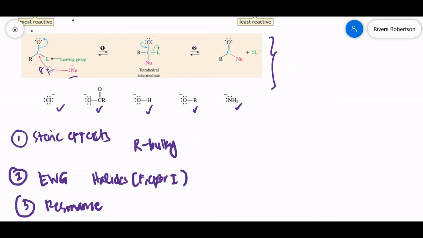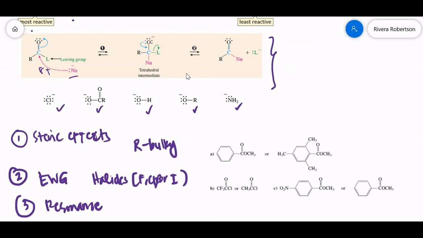So, to demonstrate this, let's take a look at the following examples. Given here are different compounds. Let's go first to letter B because that is the easiest. Because of the presence of your fluoride, which is electron withdrawing, the partial positivity of the carbonyl carbon increases. Hence, it reacts faster towards a nucleophile versus the one without an electron withdrawing group.